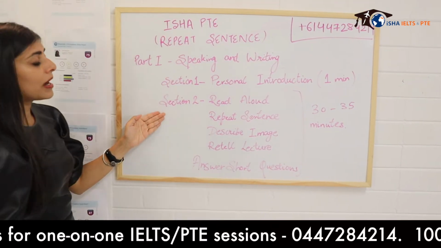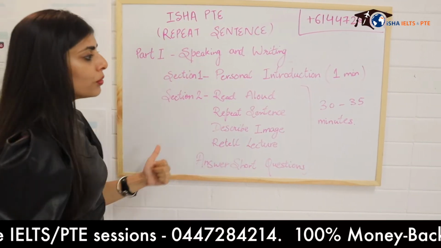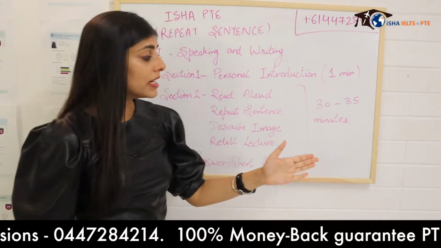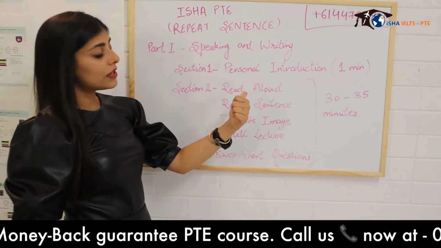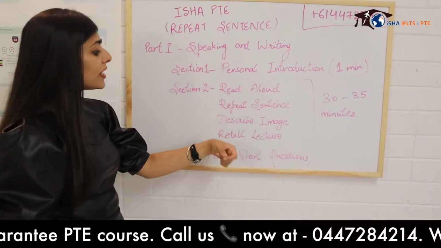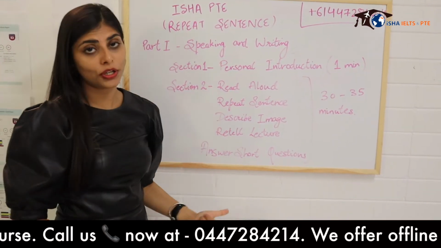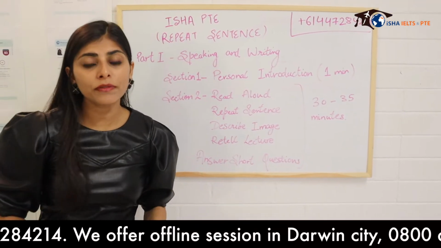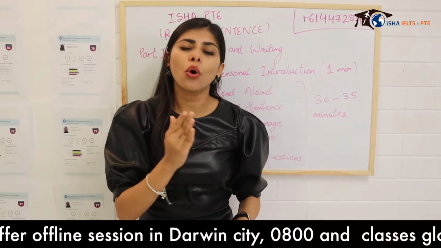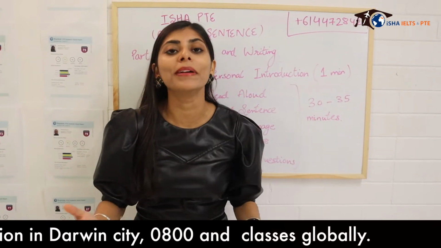Then comes Section 2, which will be 30 to 35 minutes. In that Section 2, you will get the questions of read aloud, repeat sentences, describe image, retell lecture, and answer short questions. In total, the complete PTE has 20 different types of questions, and we will be discussing all these types of questions in our upcoming videos.